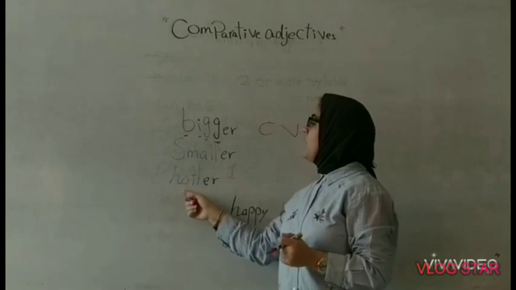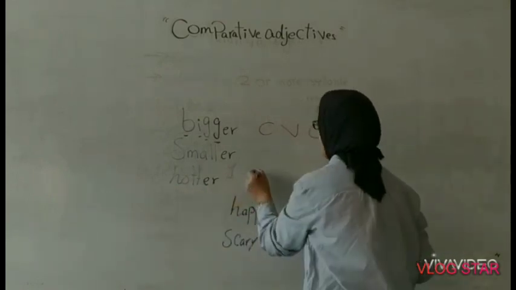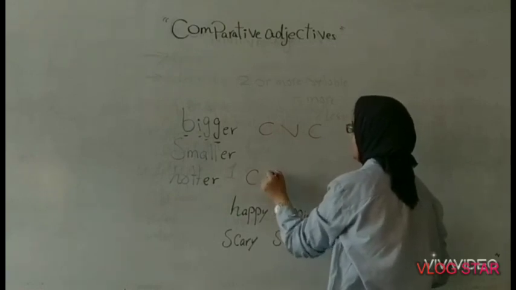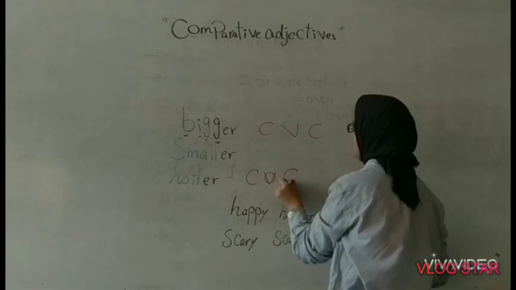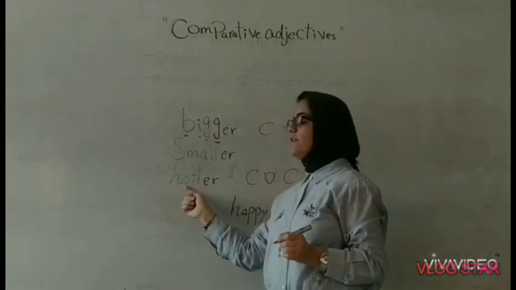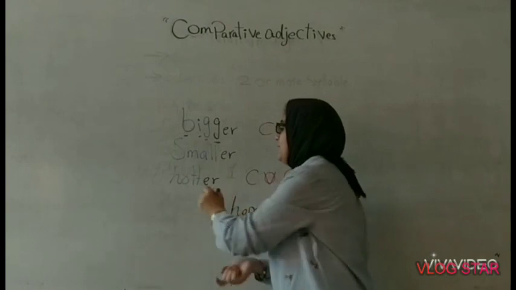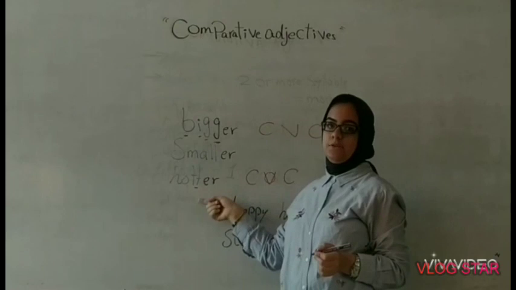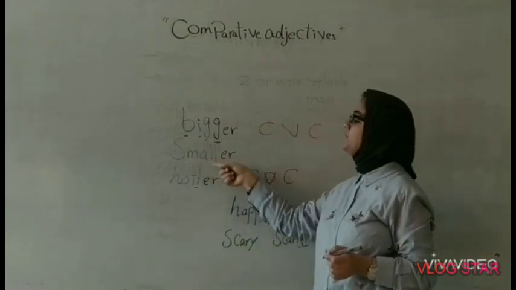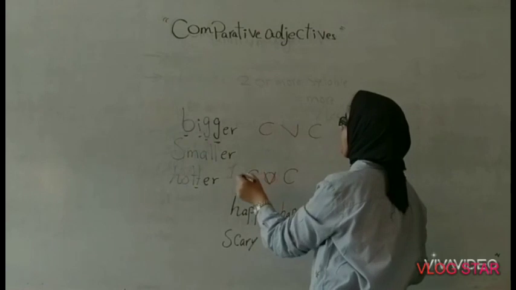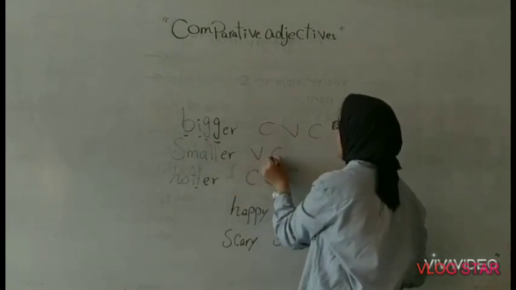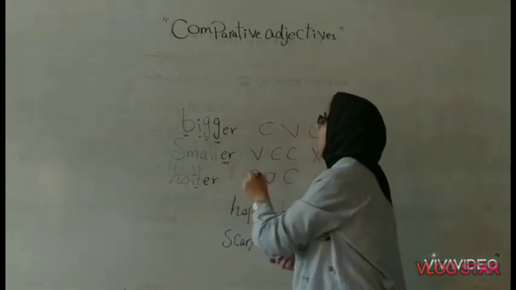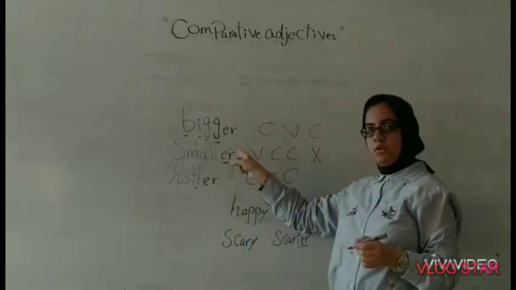Like this word, hotter. We have H, consonant, O, vowel, and T, consonant. So we have consonant, vowel, consonant. That's why we doubled the T. Unlike this word, we have the word small. Now the last three letters are vowel, consonant, consonant. So the rule here does not apply. We will only add ER without doubling the last consonant.